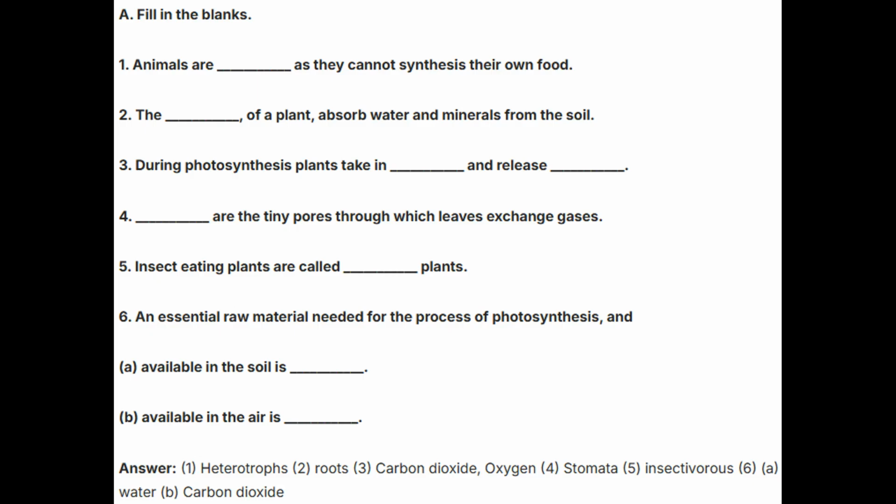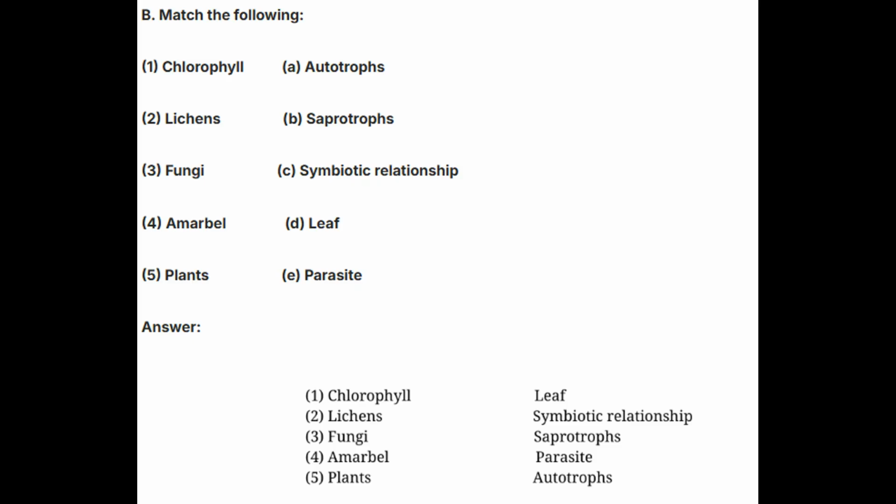Sixth, an essential raw material needed for the process of photosynthesis and A. Available in the soil is water. B. Available in the air is carbon dioxide. B. Match the following. First, chlorophyll.